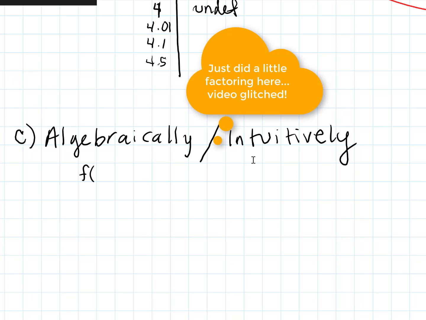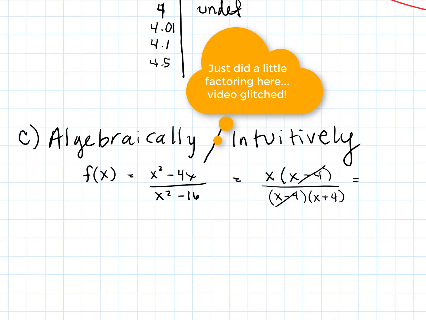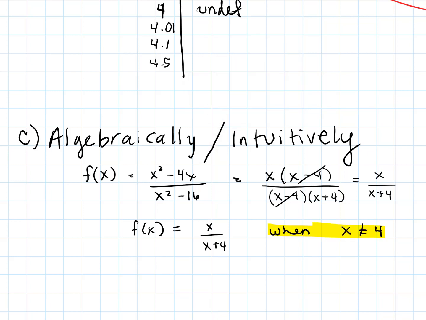So if we think of that function, f of x again, x squared minus 4x over x squared minus 16, and then of course this factors, and the x minus 4 cancels, so this function is actually equal to x over x plus 4 when x is not equal to 4. Okay, this piece has to be specified here because the function that I've looked at right here actually is defined at x equals 4, whereas the function that we started with is not. So we do have to be careful.